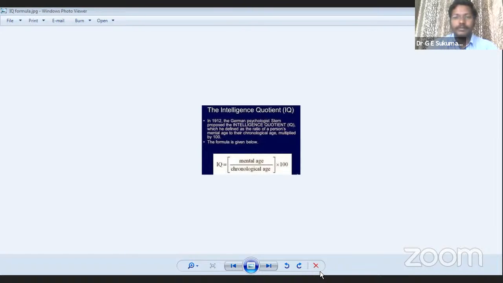So how will I know the mental age? Based on administering a test: what is his level and what is his age? So MA by CA into 100. When I have his mental age, at what level he is, by administering a test, I divide by his natural or chronological age and multiply by 100. That is going to give me the IQ level. Based on that IQ level, I can make an interpretation with regard to the age.